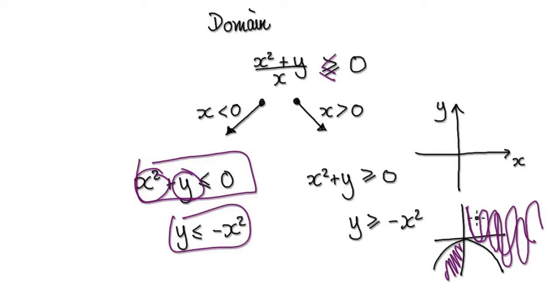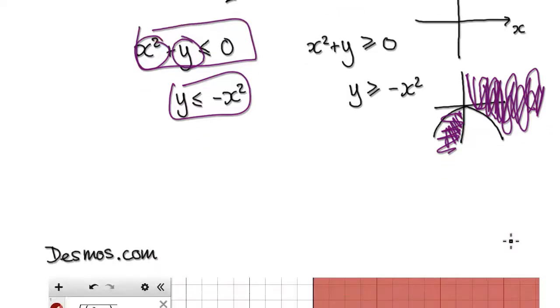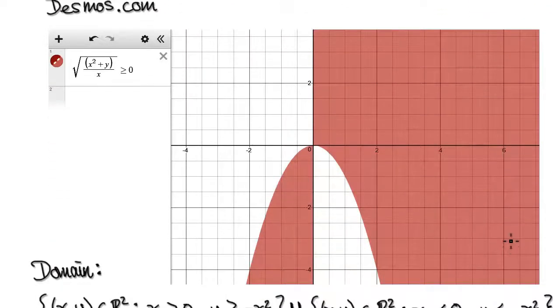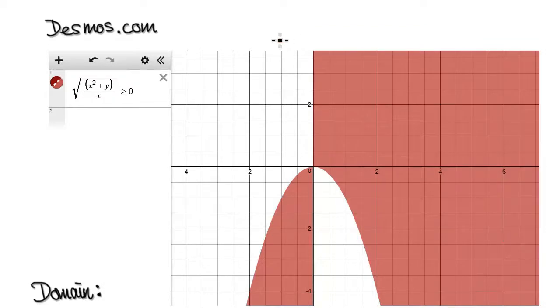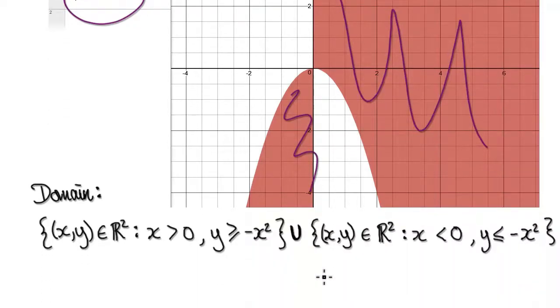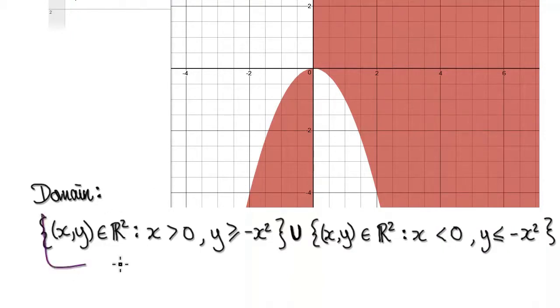So the domain is actually this weird looking thing here, this thing here plus this thing here. So that's our domain. Alternatively, you could just cheat and punch this into Desmos. You can simply go to desmos.com, punch this in, and it will give you this thing here, which is what we've just worked out. So the domain is given by this thing here.